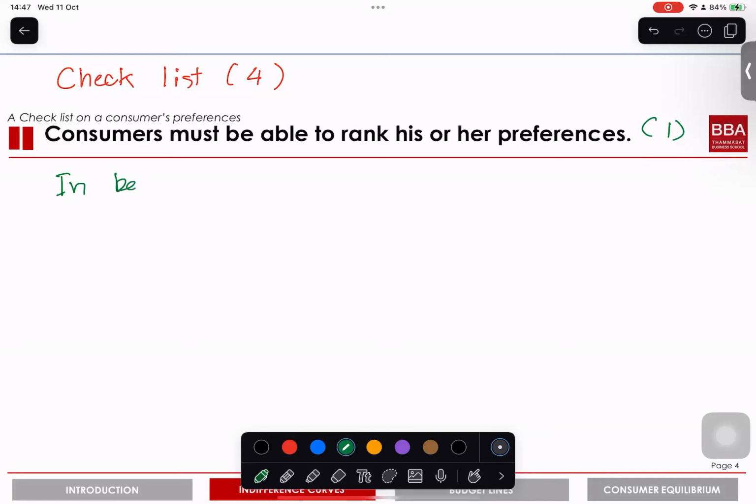In between two baskets of goods. You think of the basket during the New Year, people give a basket with things in the basket. Basket A and basket B.